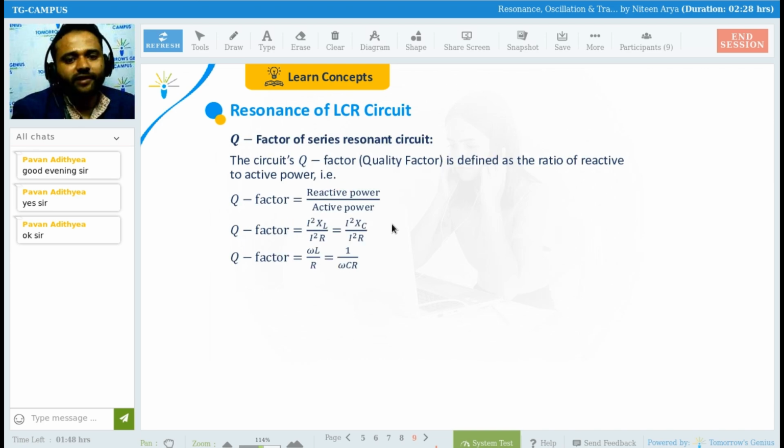So that is simple. Q factor of a series resonant circuit is reactive power divided by active power, or you can say Q factor is omega L upon R. Wait. I XL upon I R, and where does XC, then C, come from?